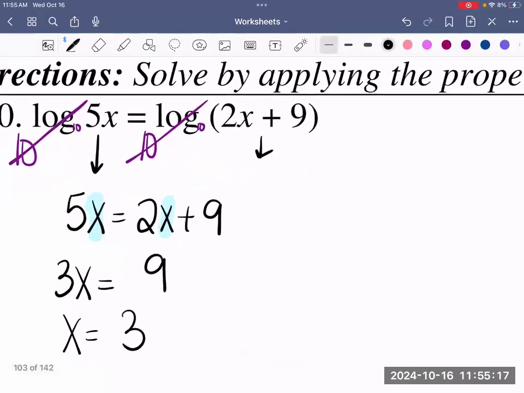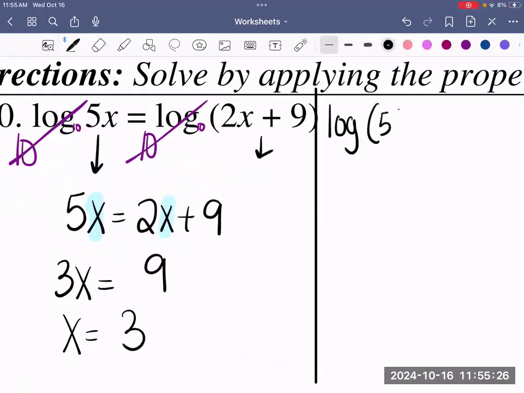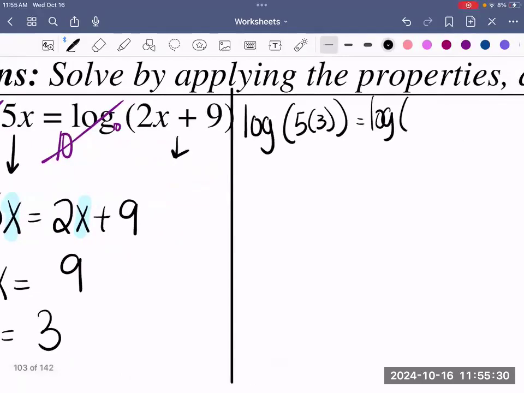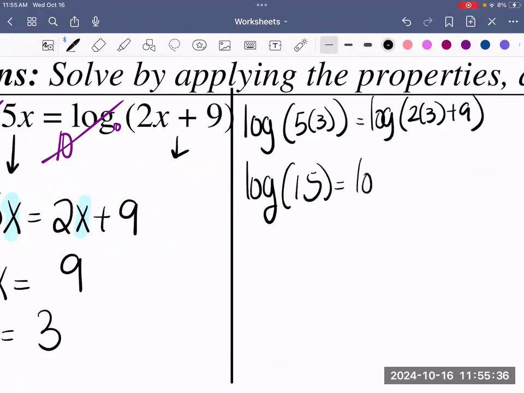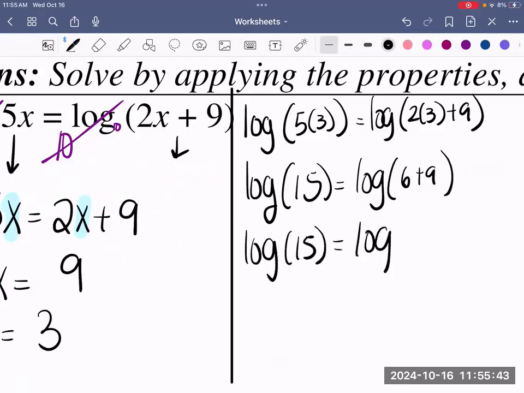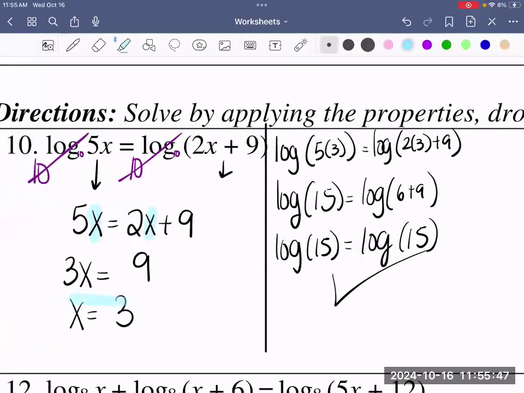Now to check your solution, it's super important for these logarithms that you check your solution, as long as we don't have any sort of extraneous one. So we have log of 5 times 3 is equal to log of 2 times 3 plus 9. So we get log of 15 is equal to log, let's see, 6 plus 9. So we get log of 15 is equal to log of 15. And as long as they're equal on both sides, you have the right solution.